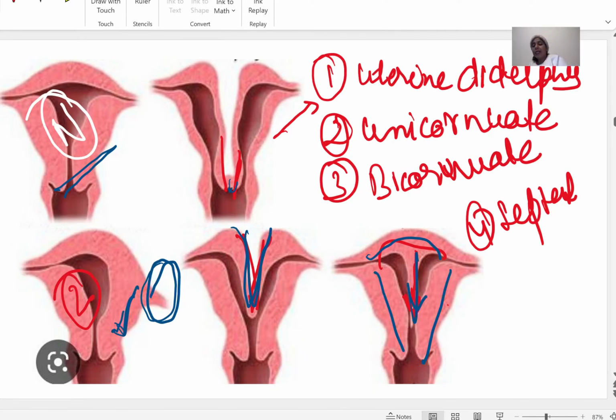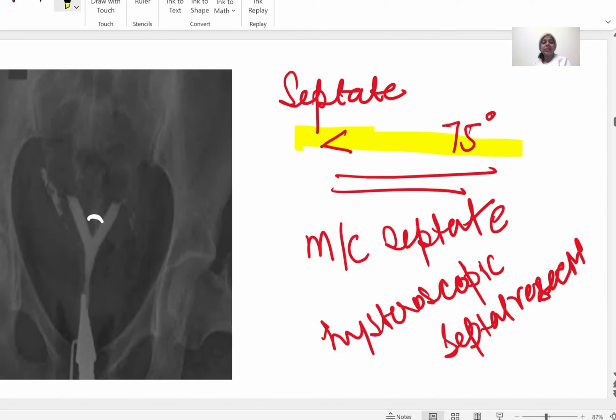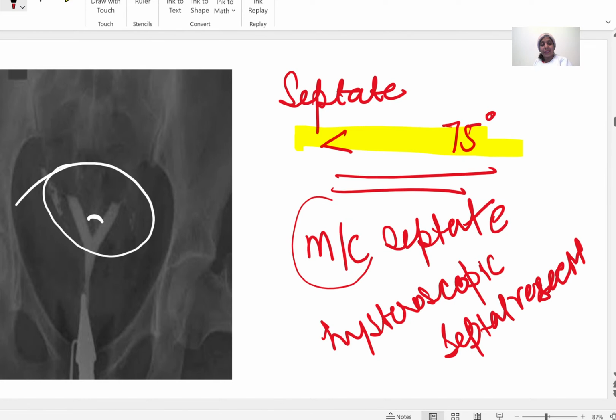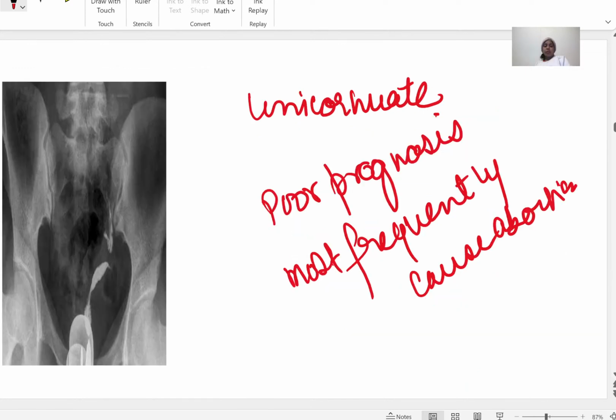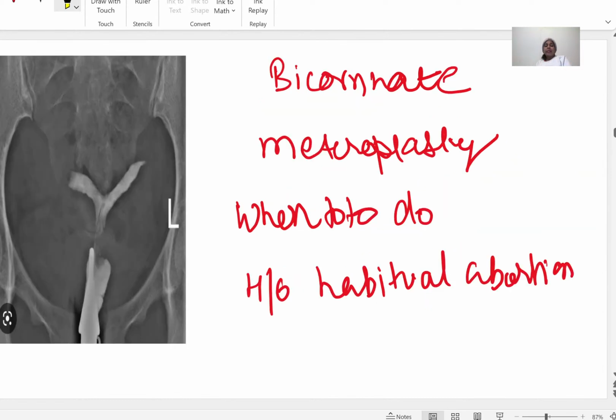This is septate uterus because the angle between the two endometrial cavities is less than 75 degrees. This is the most common Mullerian anomaly, and its treatment is hysteroscopic septal resection. This is unicornuate uterus, it has the most poor prognosis and is the most frequent to cause recurrent pregnancy losses. This is the bicornuate uterus, and its treatment is metroplasty. The angle between the two endometrial cavities is more than 75 degrees.